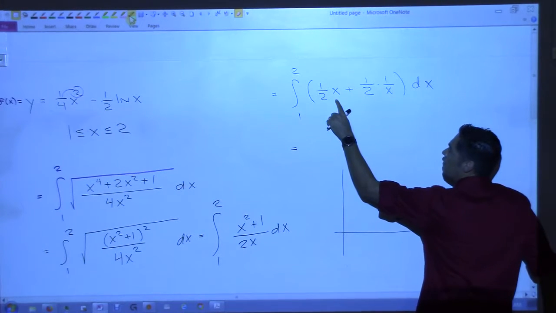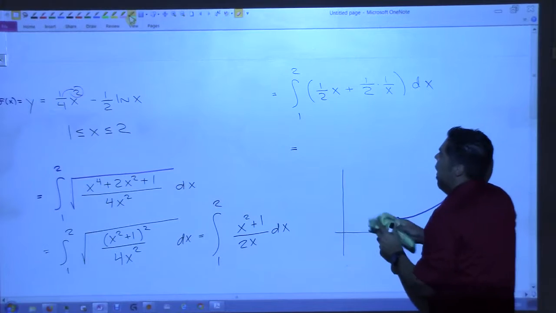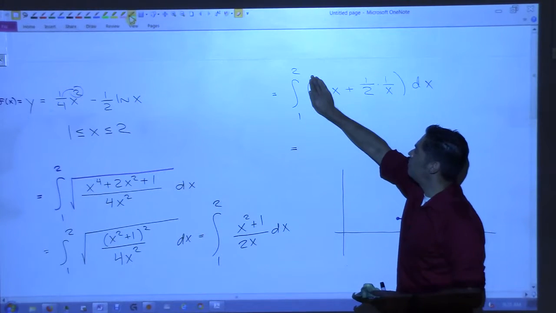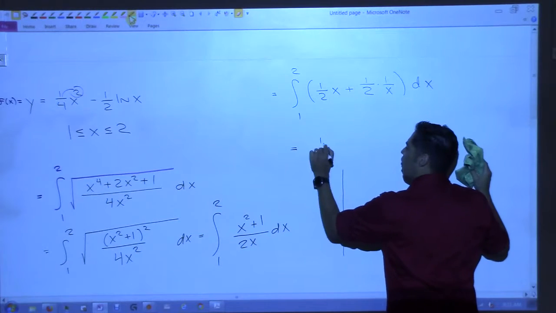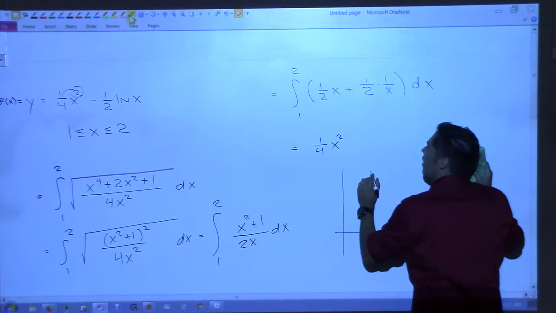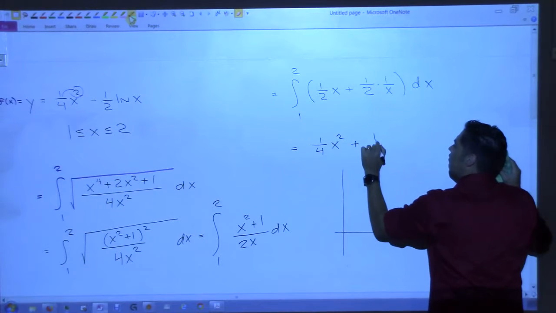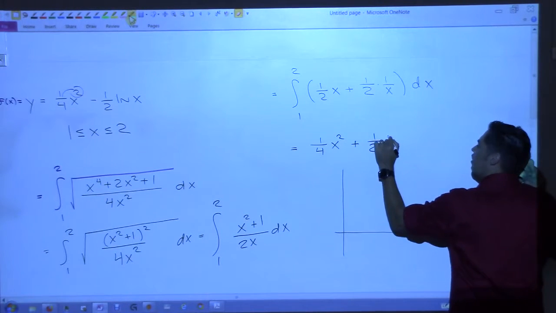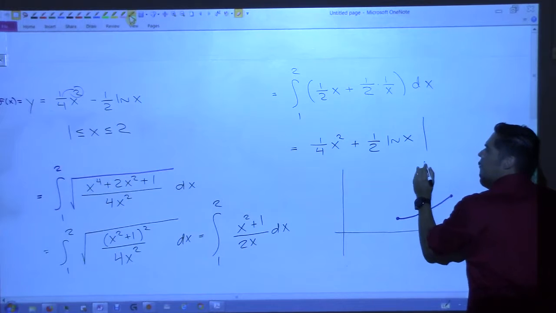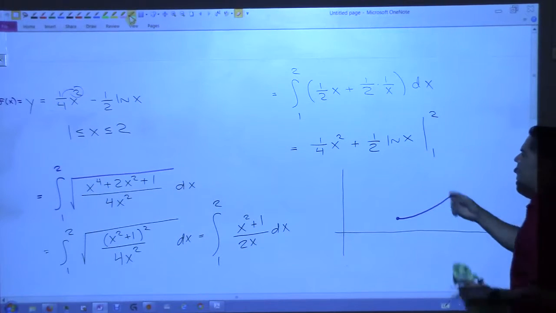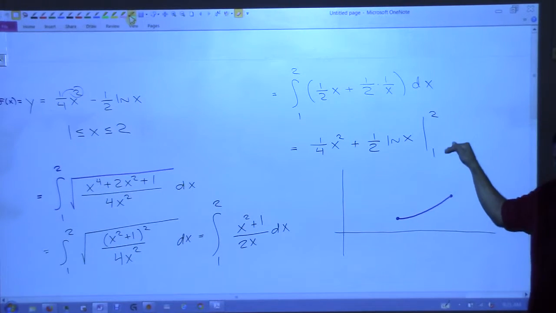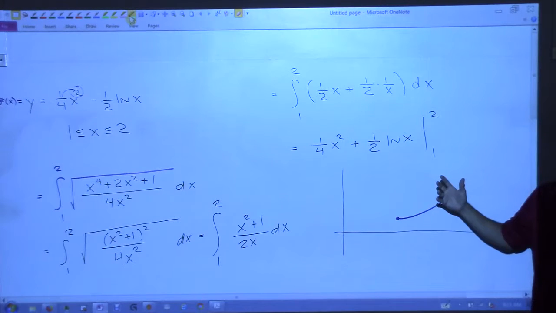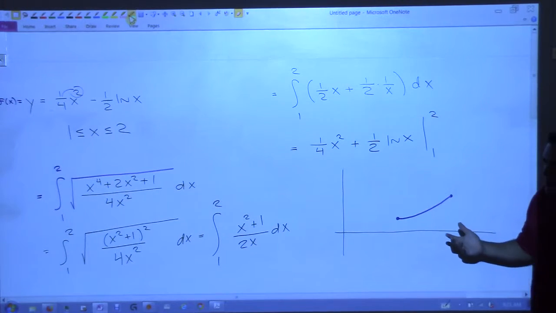So now, antiderivative of this. Just ignore the 1/2 right now. Antiderivative of x is 1/2 x squared, right? But you had a half out there, so 1/4 x squared. And then plus the 1/2 comes down, natural log x. We're evaluating this from 1 to 2. Notice I did not put the absolute value on the x. The only reason is that my x's are going to vary from 1 to 2, so they're not negative, so I don't have to worry about taking the absolute value of something that's already positive.